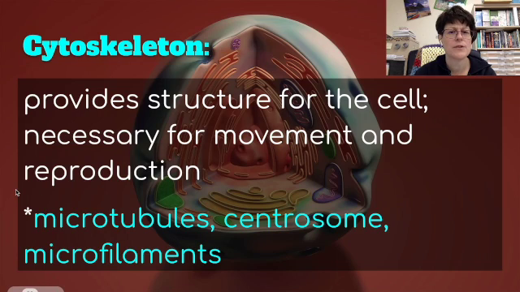There's also the cytoskeleton. This provides structure for the cell and is necessary for movement and reproduction. Now, parts of the cytoskeleton are microtubules. These actually kind of are like little straw type things made out of protein going through the cell, providing structure, providing really kind of tracks for organelles to move along. So important for transportation. The centrosomes, which are important for cell division, and microfilaments, which are not hollow but are more solid, and these are important for movement of some of the cells.